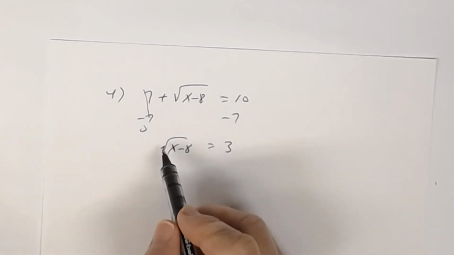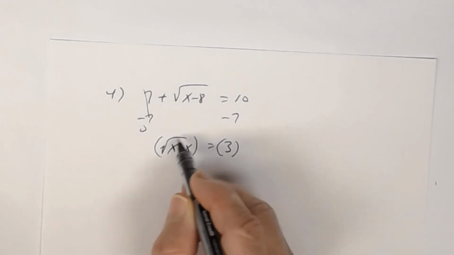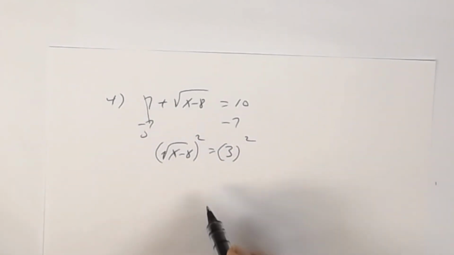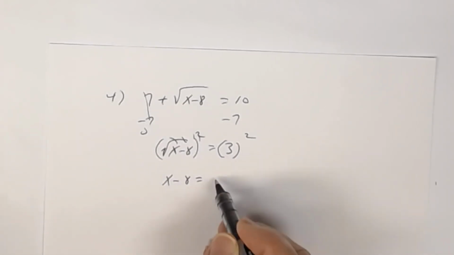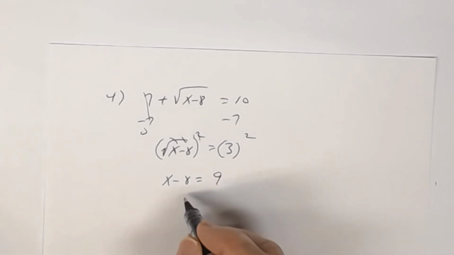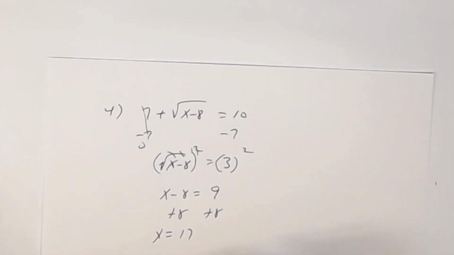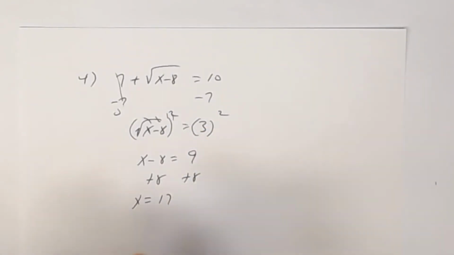So now to get rid of that square root symbol, I'm going to raise both sides to a power equal to the index. So the index of the square root is 2. I'm going to square both sides. And so the square and the square root cancel each other, so I get x minus 8 is equal to 9. 3 times 3 is 9. Adding 8 to both sides, I get x to be 17. Okay. Now remember, I raised both sides to a power equal to the index, so I should check this.